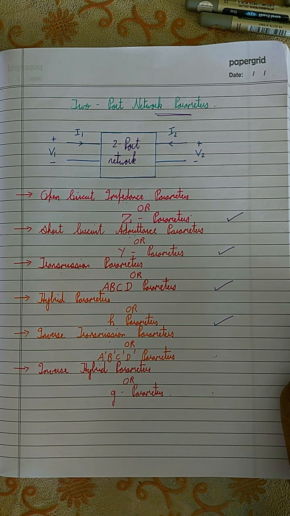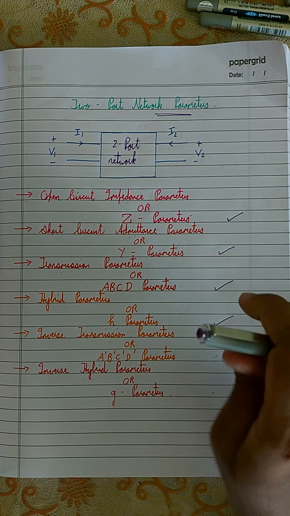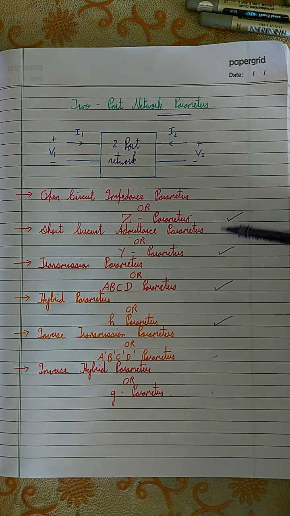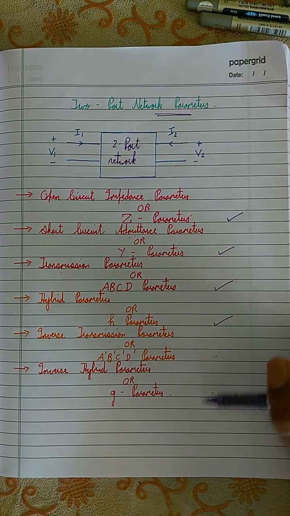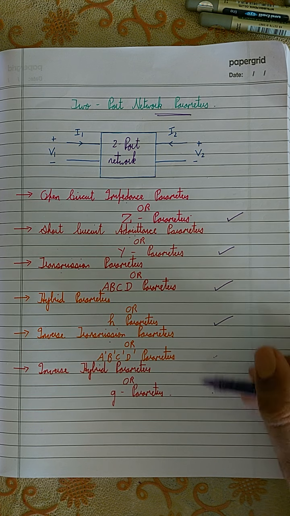Currently in your syllabus they have asked only for the first four, that is the Z parameters, Y parameters, ABCD parameters, and hybrid parameters. These are the parameters that have been mentioned in the syllabus. These two parameters have not been mentioned in the syllabus, but anyway I will express those equations.